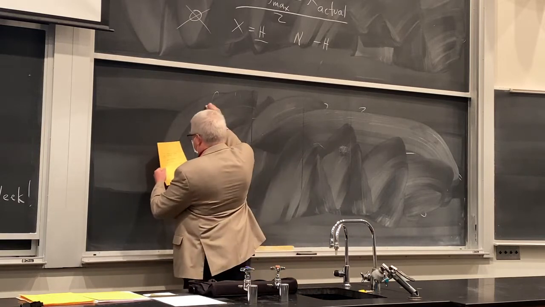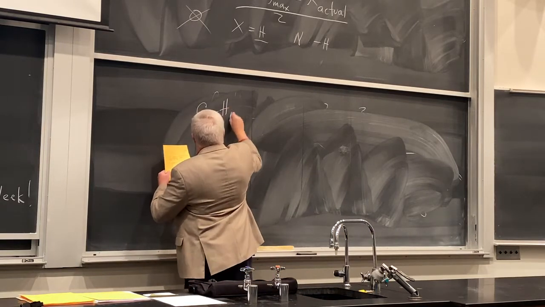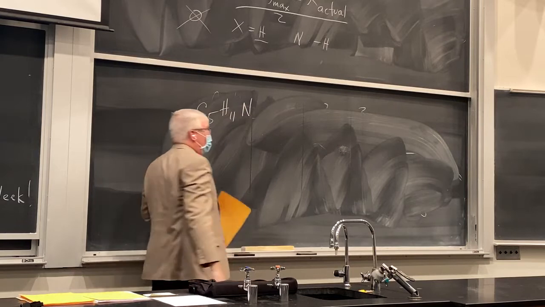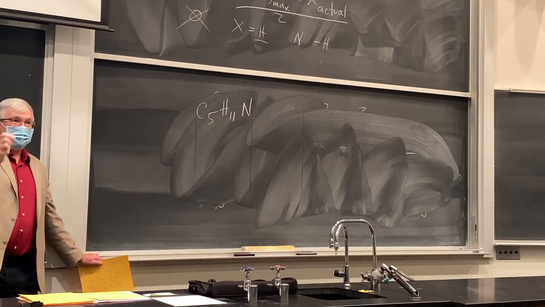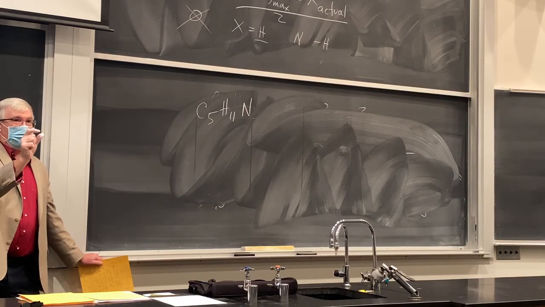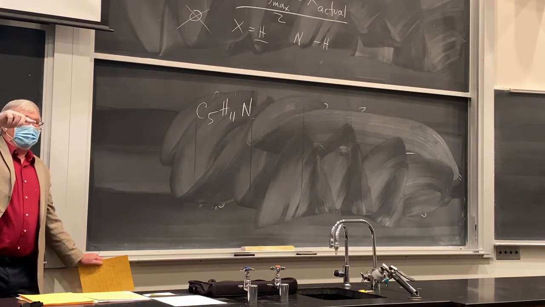Let's see. How about C5H11N? This is because when you have an amine in the molecule, you insert nitrogen into a carbon-hydrogen bond, and then you have to add a hydrogen to get to the neutral amine, right?